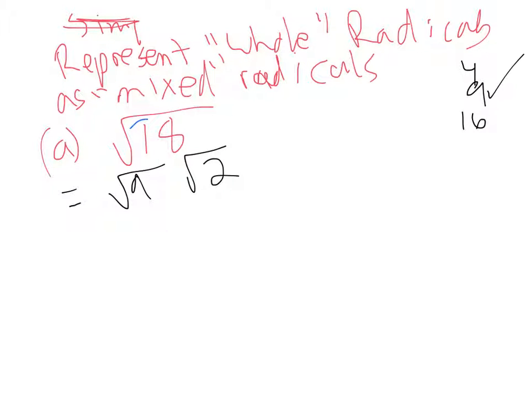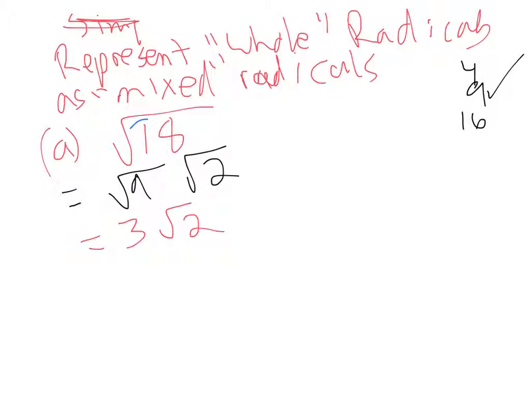And you always put the perfect square first. So square root of 18 is the square root of 9 times the square root of 2. Remember, when there's nothing in between, it just means multiply. So square root of 9 times the square root of 2 is equal to the square root of 18. But can we make this simpler? Square root of 9. Is that a perfect square? Yeah, it is. Square root of 9 is 3.